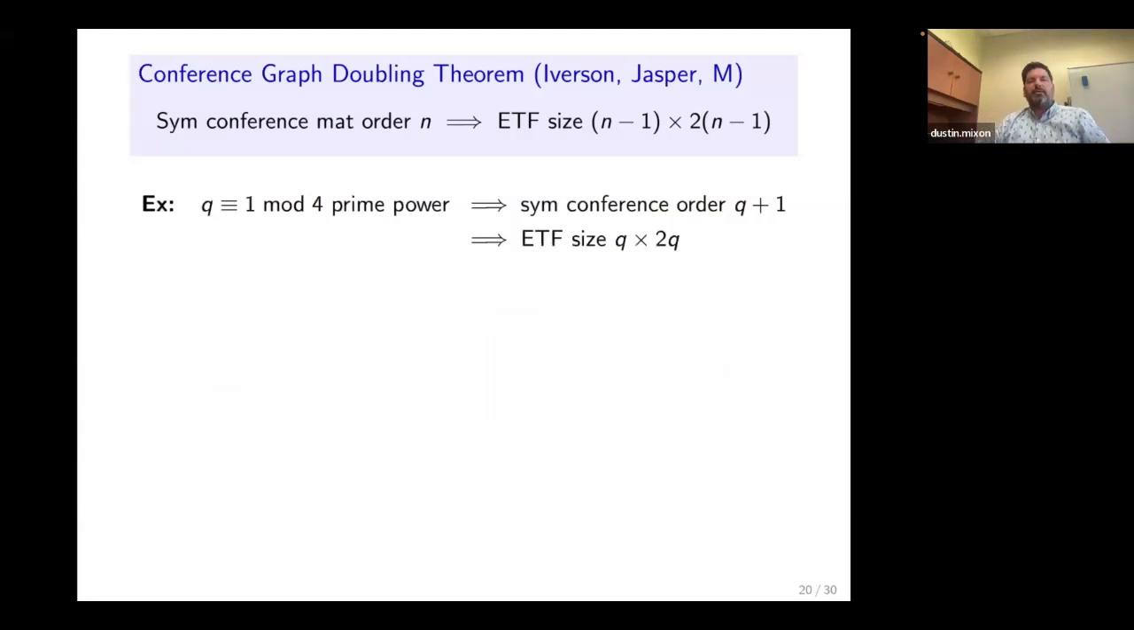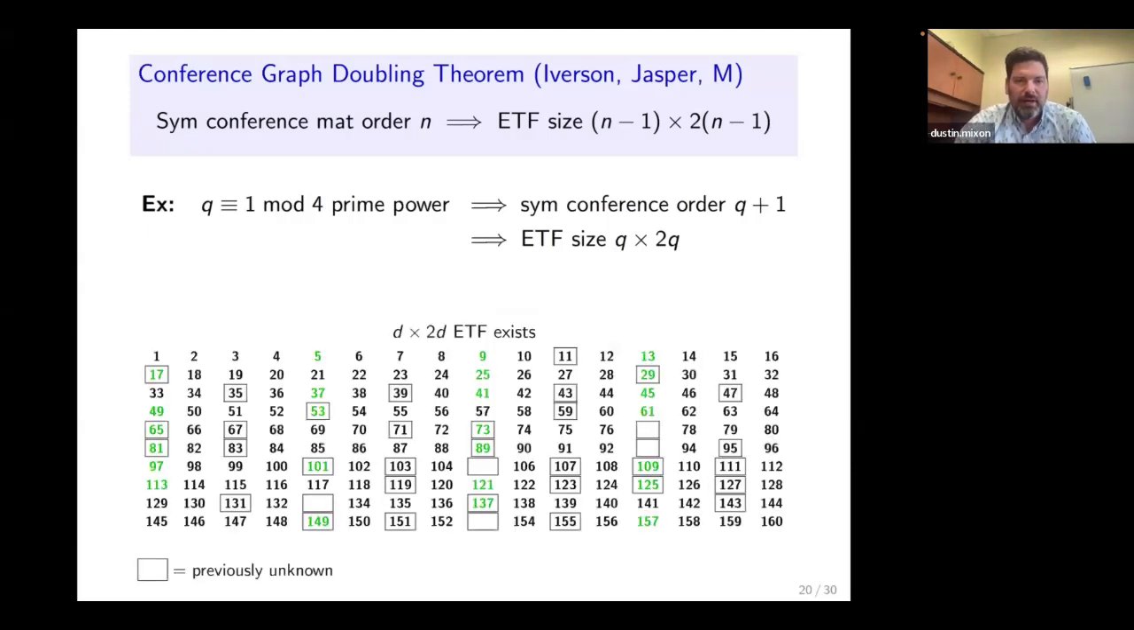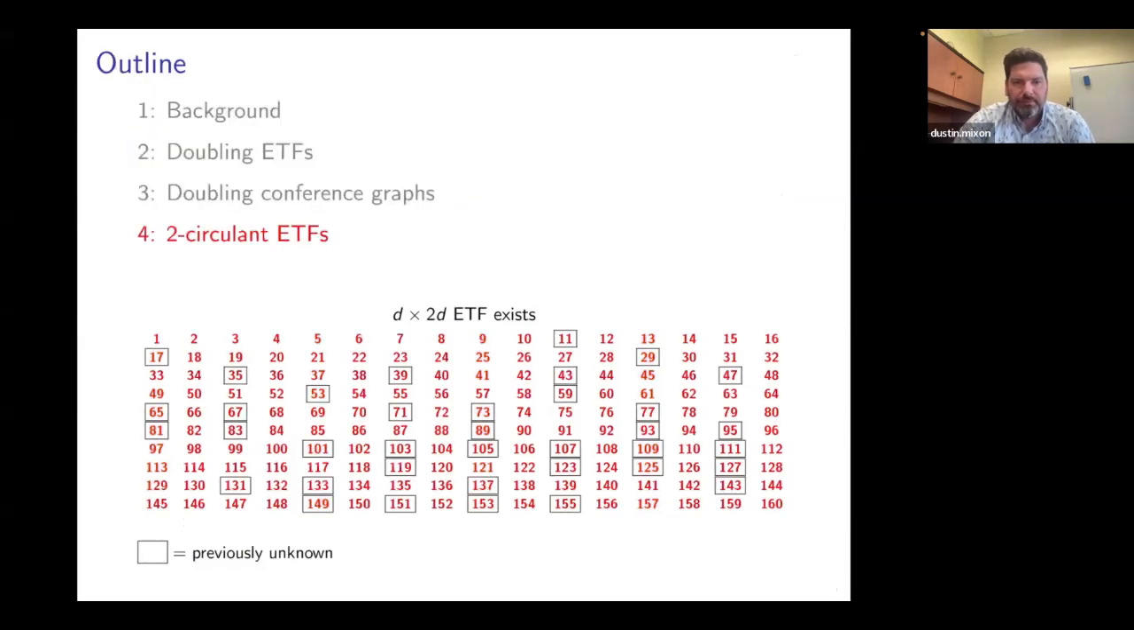Okay. So in particular, if Q is 1 mod 4, then you're dealing with the Paley graph that gives you the symmetric conference matrix, and it ends up giving you an ETF of size Q by 2Q. And this produces already everything you see in green here. We're filling boxes that were previously unknown.